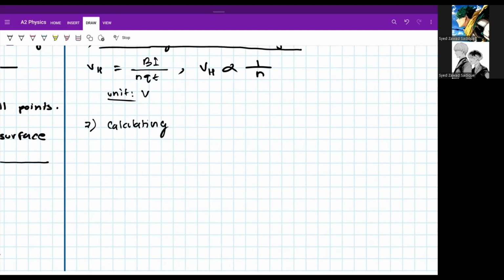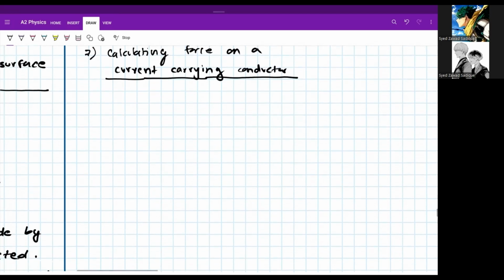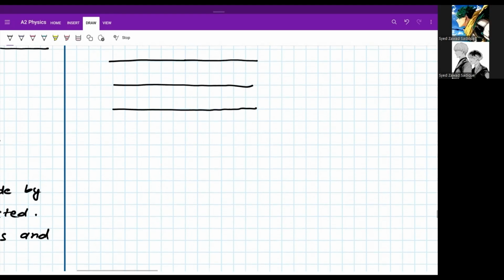Now we are going to find out concept number 7, calculating force on a current carrying conductor. We found out the force on a charged particle, but now we're going to find the force on a current carrying conductor. So again, magnetic field. Let's just draw 1, 2, 3, 4, 5.